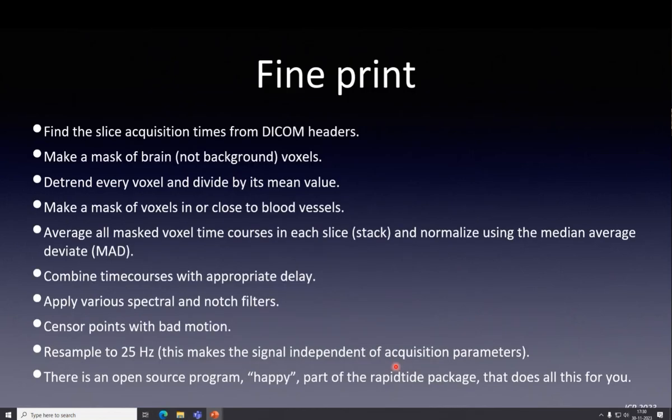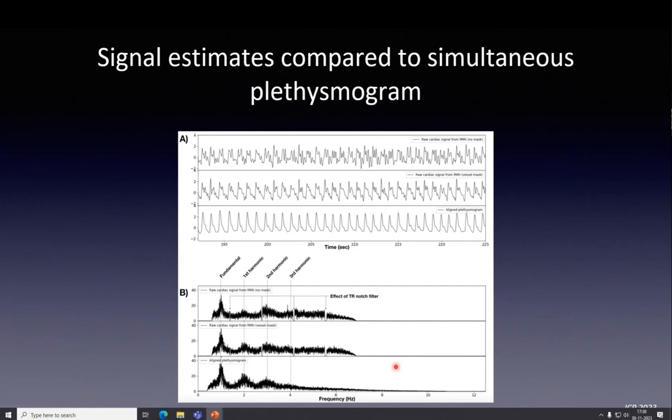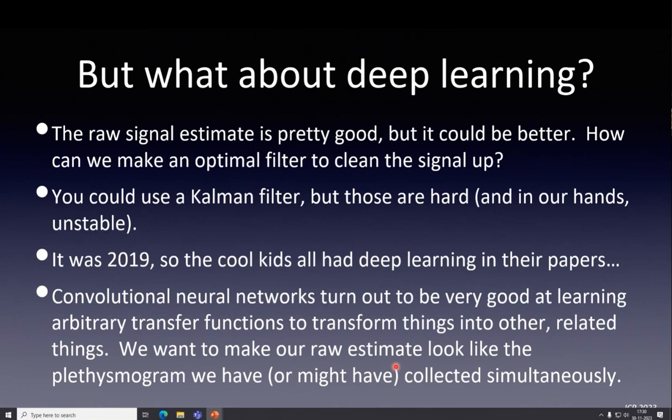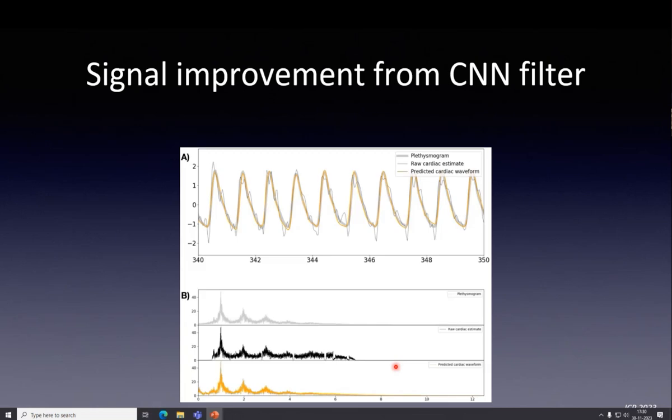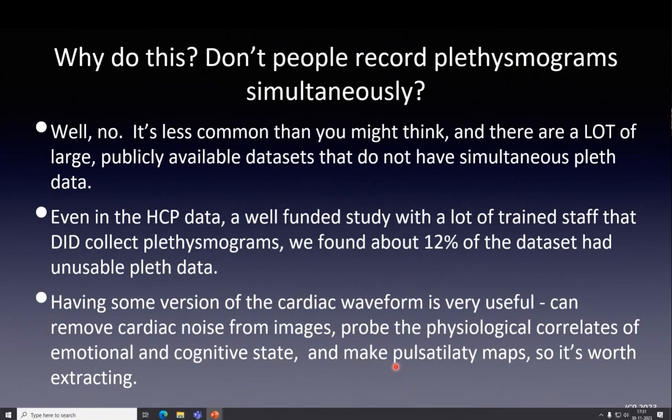Okay, so fine print, there's a lot of bookkeeping associated with this. And so obviously you've got to take care of all this. Software does it for you, freely available in the RapidTide package. We also took this original signal and we refined it, and we can make something that looks an awful lot like the plethysmogram. And from that, you use a CNN filter to do this. We get a very clean signal, which gives us a lot of spectral components that we're missing.